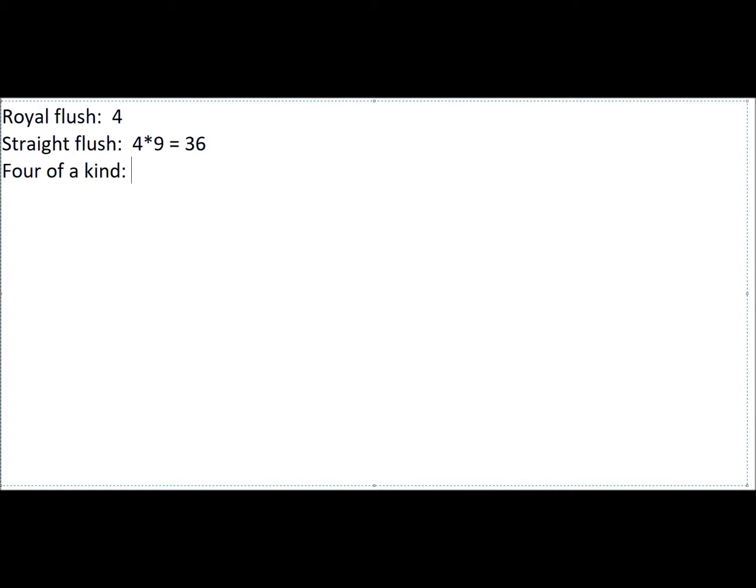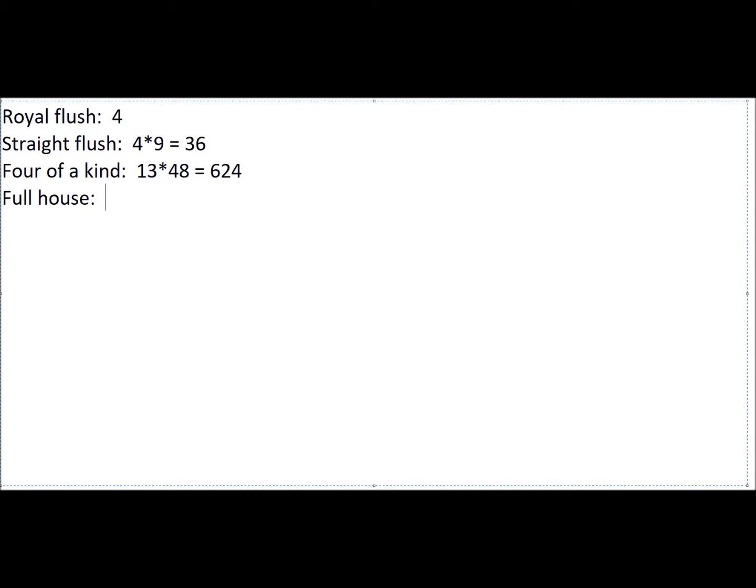With the 4 of a kind, there are 13 possible ranks for the 4 of a kind, for example queens, and then there are 48 cards left in the deck for the singleton after you take out the 4 cards for the 4 of a kind. So that equals 624.